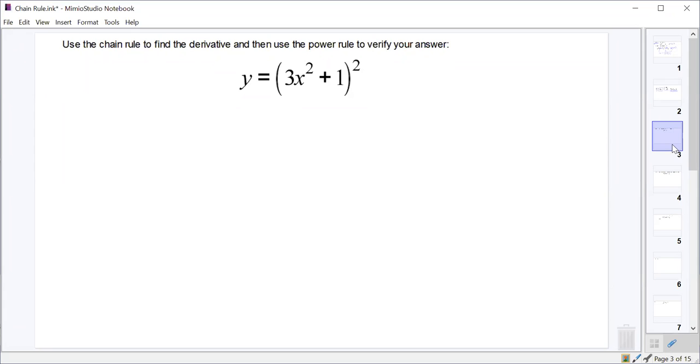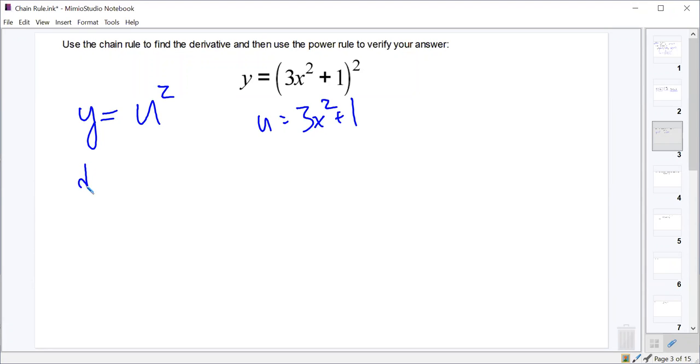In order to use the chain rule, we have to write this as a composition of two other functions. One will be y equals something in terms of u, and the other one will be u equals something. So how can we break that up? You could do y equals u squared and u is equal to 3x squared plus 1. Perfect. Everybody agree that if y equals u squared and u equals 3x squared plus 1, then we get y equals (3x squared plus 1) squared? Yes.